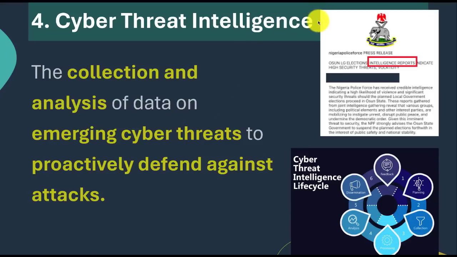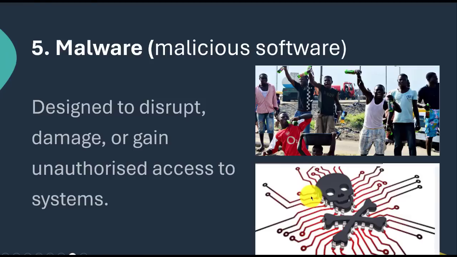Number 4 is cyber threat intelligence. Let's look at the physical one. Police, the intelligence report. So surveying the place. SSS people in the physical world. SSS, by the way, for those who are not from Nigeria, is a secret police. They will write intelligence reports on persons, on organizations, and all that. The same thing. Cyber threat intelligence is the collection and analysis of data on emerging cyber threats. Why? To proactively defend against such attacks. So let's go on to number 5.